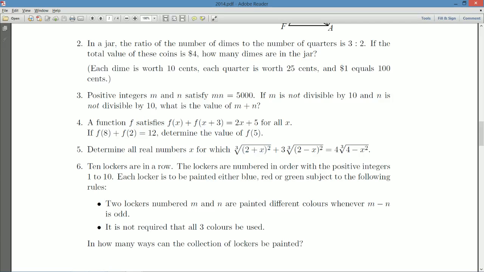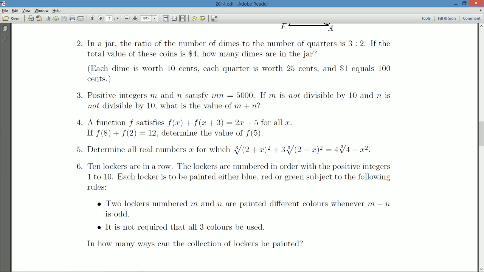But we stop and we look and we say, okay, this is a bunch of scariness and a 2 plus x. And this is 3 times a bunch of scariness and a 2 minus x. And this is 4 times some scariness and a 4 minus x squared. 2 plus x, 2 minus x, and 4 minus x squared share a special relationship. This is a difference of squares. 4 minus x squared factors into 2 plus x times 2 minus x. And that might give us an angle of approach.